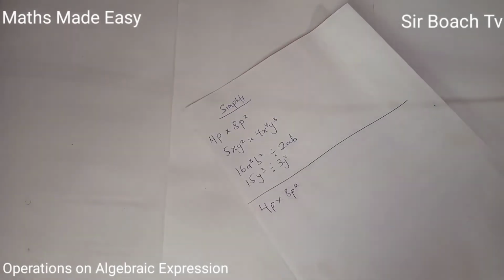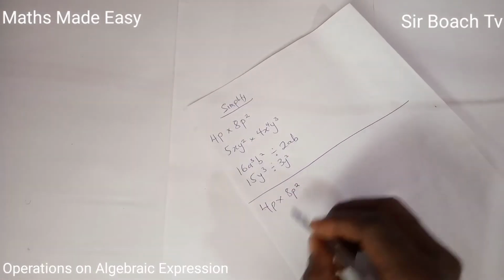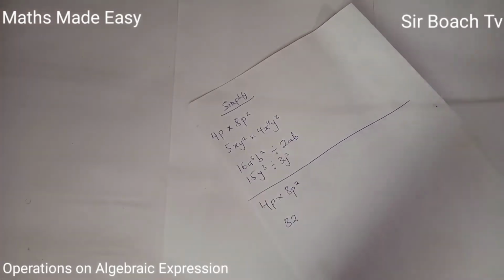Now what do we have to do first? We have to multiply the numbers. 4 times 8 gives me 32. Now p times p squared.